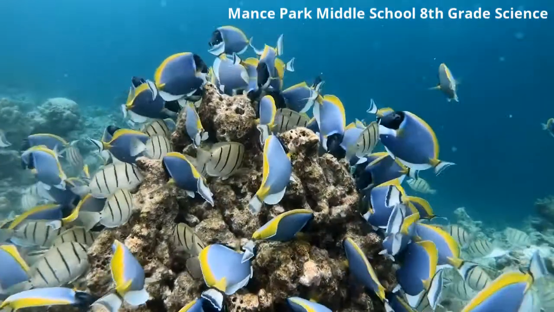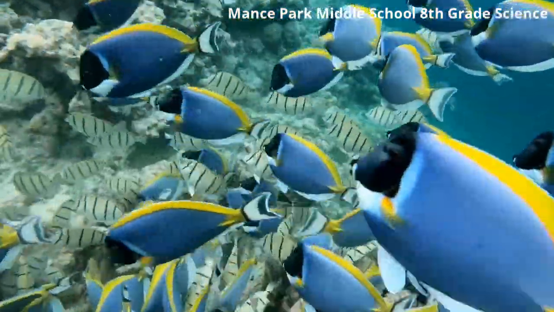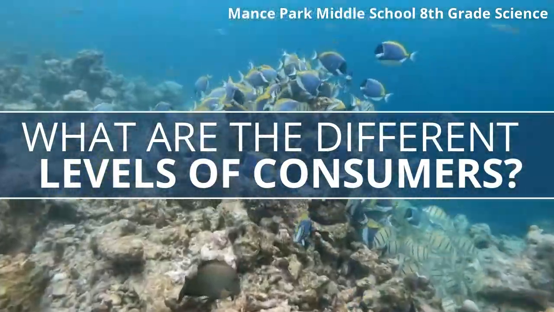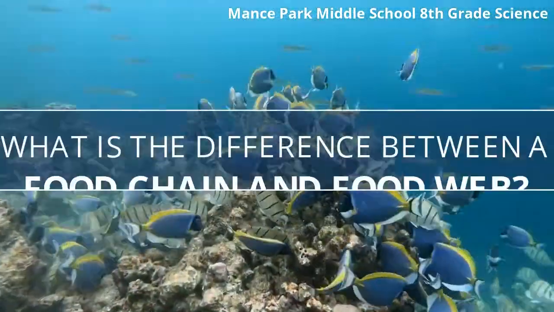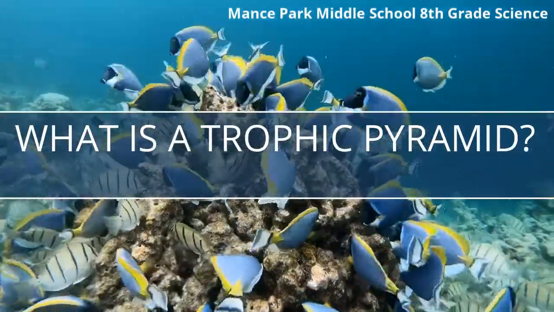After watching this video, you should be able to answer the following questions. What are the differences between consumers, producers, predators, and prey? What are the different levels of consumers? What is the difference between a food chain and a food web? And what is a trophic pyramid?